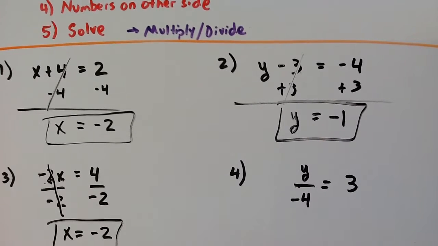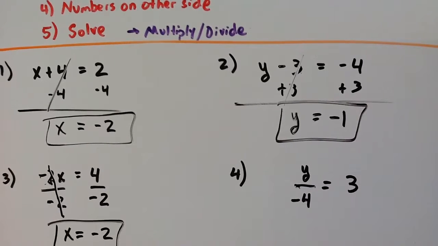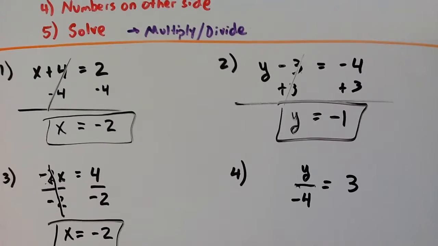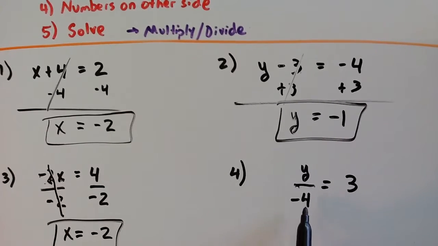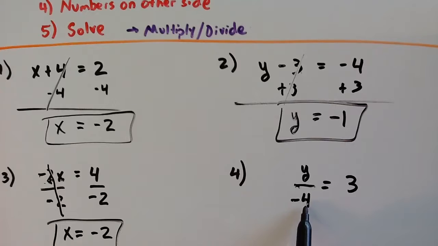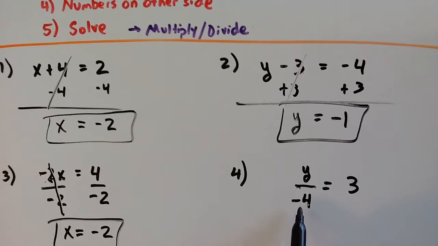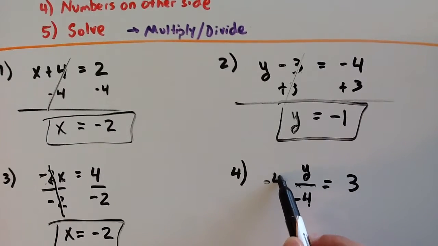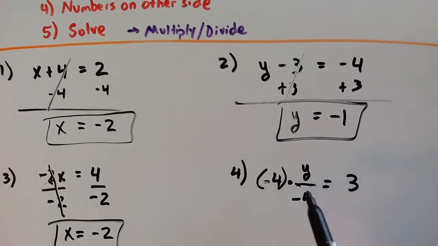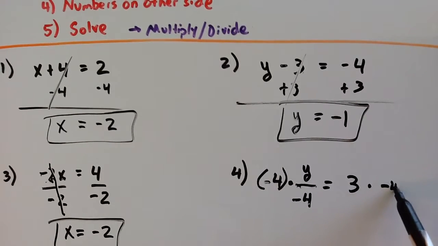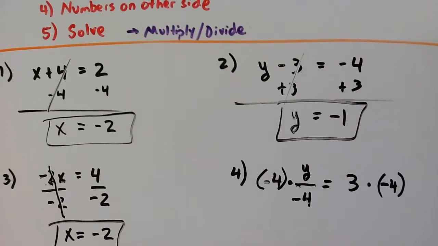The 5th and final step is to solve. Since I'm dividing by negative 4 here, I need to think to myself, what is the inverse operation of division? And that would be multiplication. So I need to multiply by this number. And this number, again, is not 4. It is negative 4. So I'm going to multiply the left side by negative 4 and the right side by negative 4.